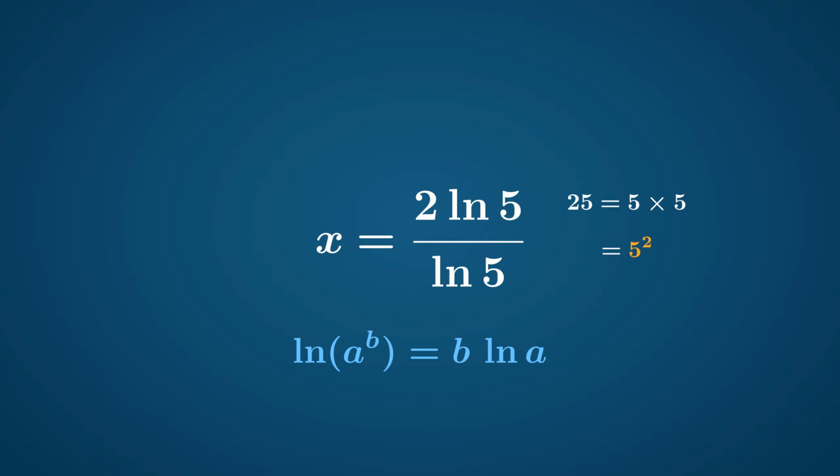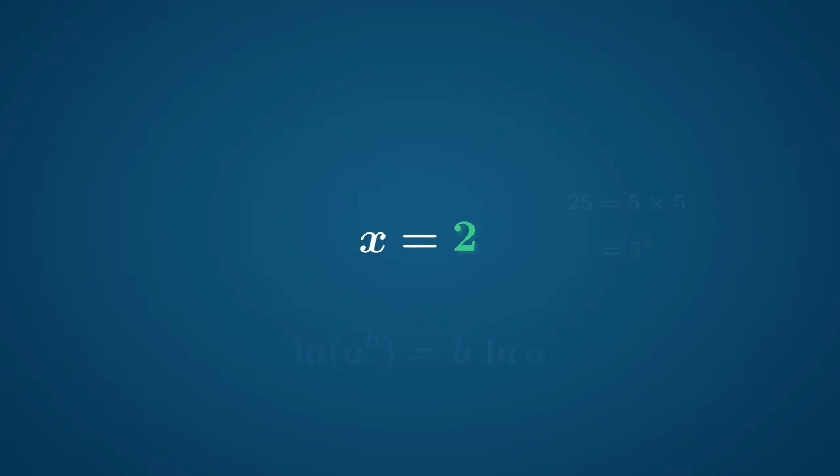Now we look at our entire fraction expression again. The top is 2 multiplied by the natural log of 5. The bottom is exactly the natural logarithm of 5. We see the natural log of 5 on the top and bottom. These identical terms will cancel each other out. We divide the top and the bottom by this shared value. This leaves us with just the number 2 remaining. Therefore, we have found that x is strictly equal to 2.